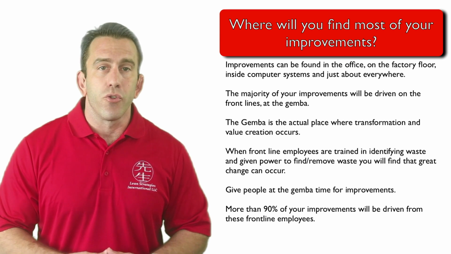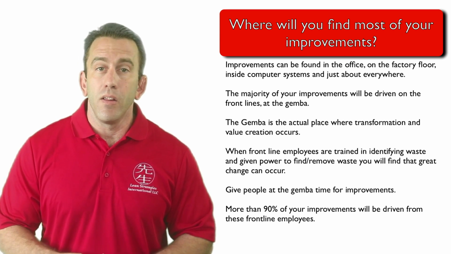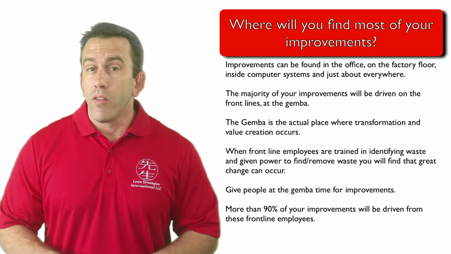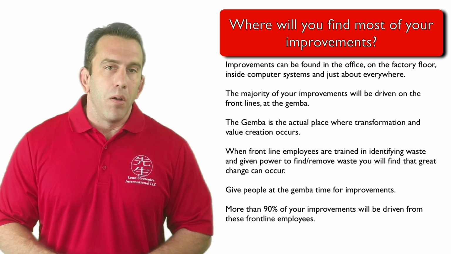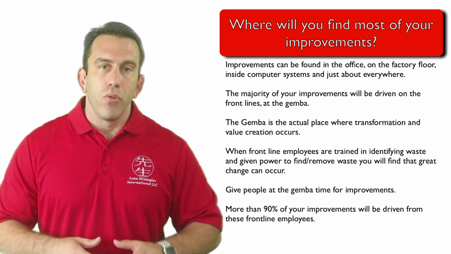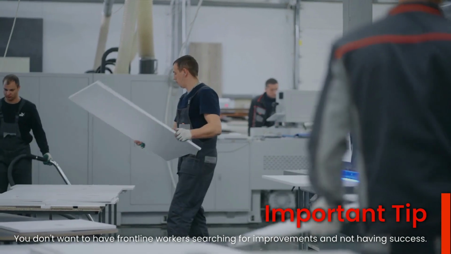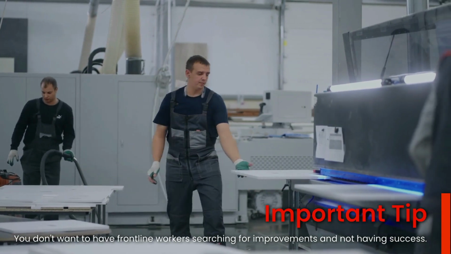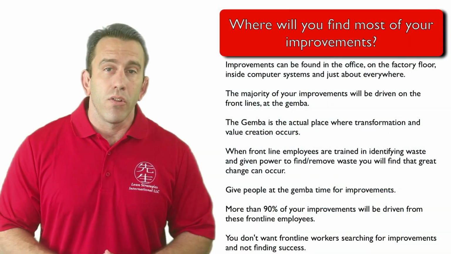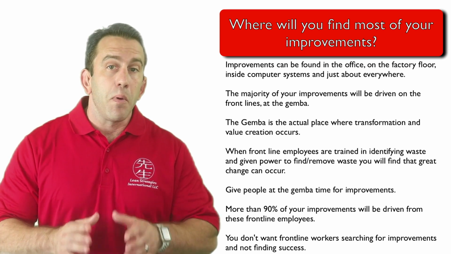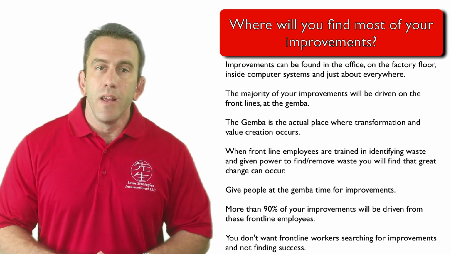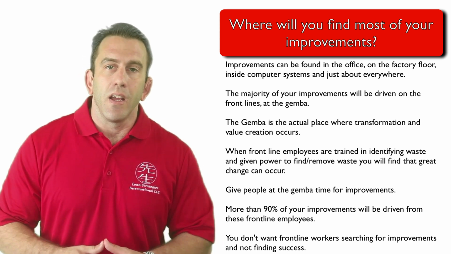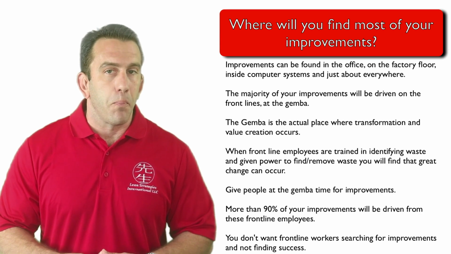With this amount of change driven directly from the front employees, you want to make sure they are trained to see and identify waste, root it out, fix problems, and that they are given time to do so. The last thing you want to have is frontline workers searching around for things to improve and not finding success. Remember, some changes will take longer than others, and some improvements may be done right on the spot. Depending on the amount of time each improvement takes, you may consider finding a way to schedule more strategic improvements.